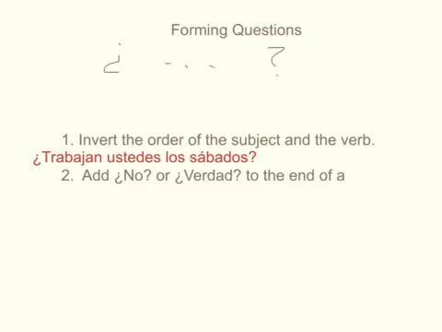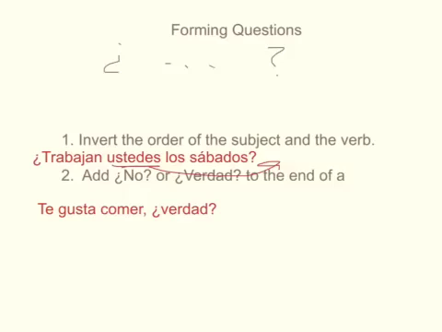So one example of inverting the order of the subject and verb would be "trabajan ustedes los sábados." You raise the inflection of your voice at the end, the pitch kind of goes up, and then you're asking "work you the Saturdays," so just switching the subject and the verb. With this sentence, you could also take the ustedes and move it to the end, so you could say "trabajan los sábados ustedes," and both of those would be perfectly accurate.